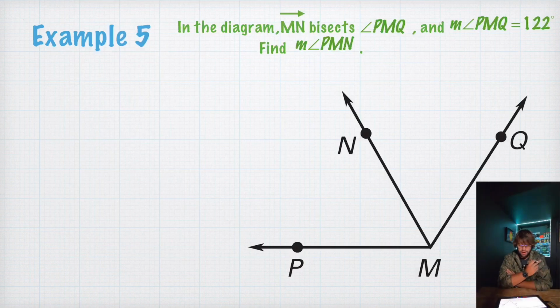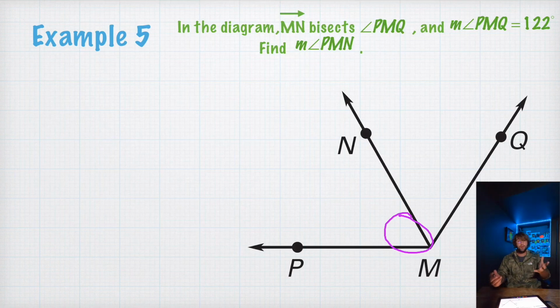So, in the diagram, MN bisects PMQ. And the measure of PMQ is 122 degrees. So they want us to find the measure of PMN. So just this little section right here. This is what they want us to find, this angle measure.